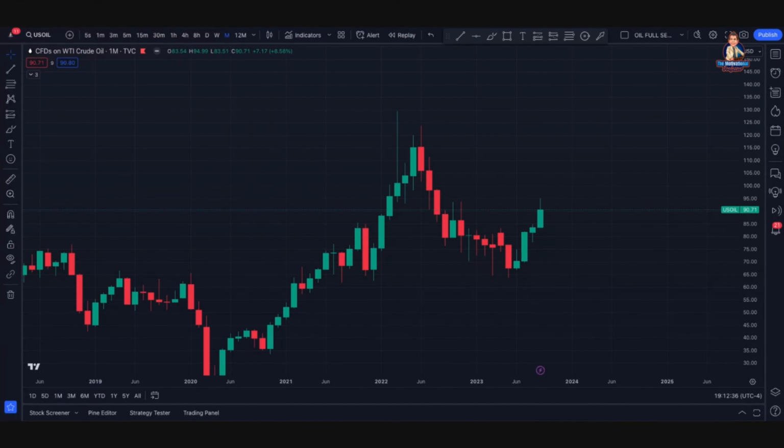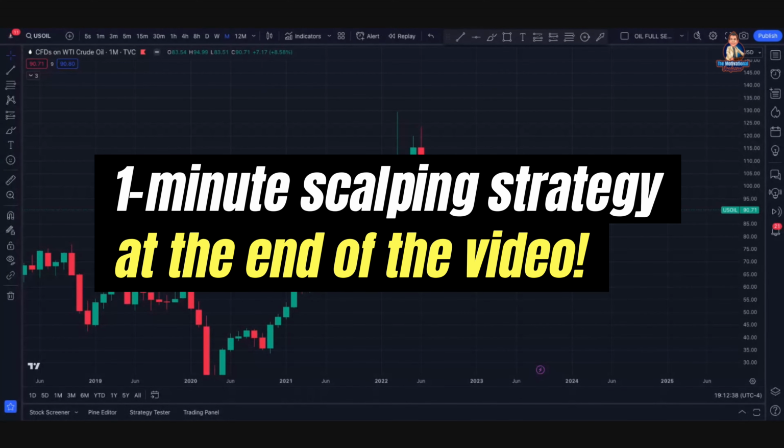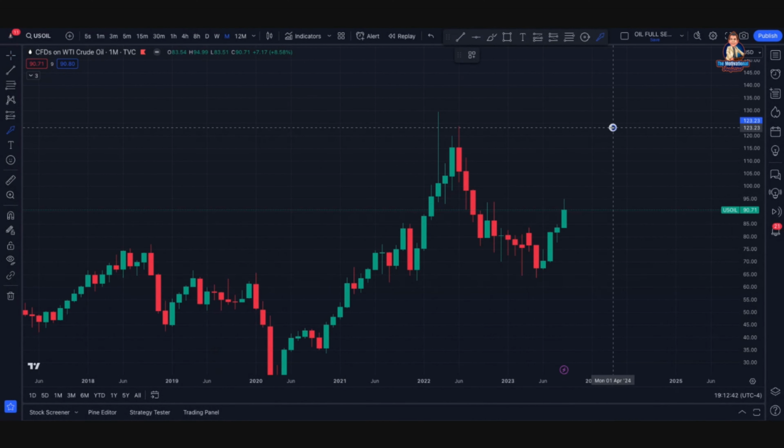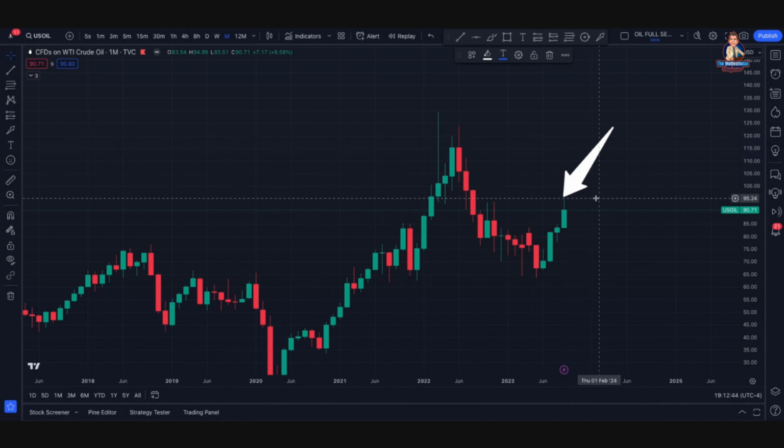Now, we are going to be starting on the monthly chart, and then we are going to work our way down because we can see right here that we had this rejection point. So I am going to be showing you what Fibonacci level that is on the monthly chart. And then, of course, we are going to walk it all the way down.